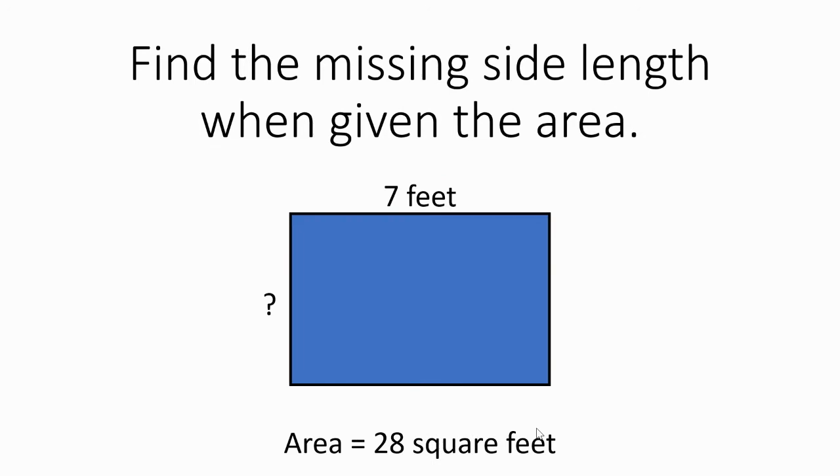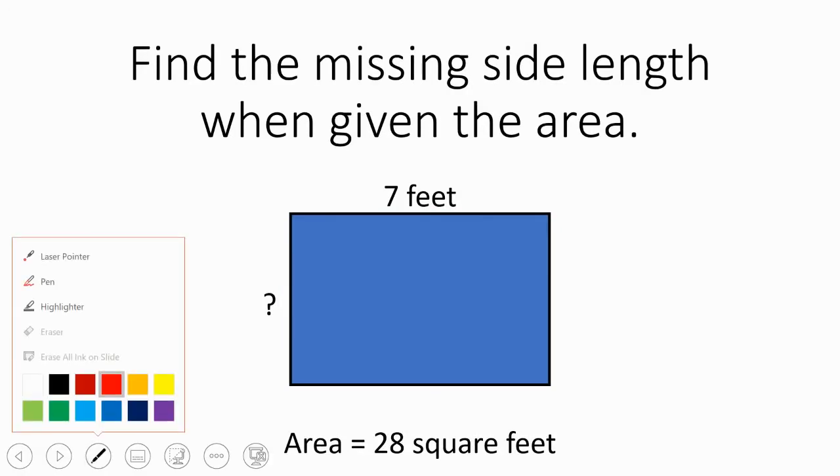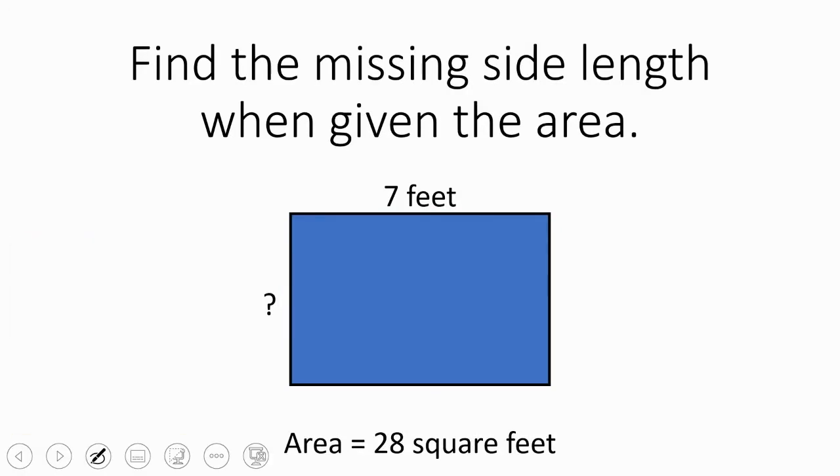So let's do this example. I have a shape shown on my screen. I'm given one of my side lengths and the other is missing, but they tell me the area is equal to 28. So I'm going to write the equation that I would normally use to solve for area. I know area is length times width, so 7 times blank, because I don't know the width, equals 28.